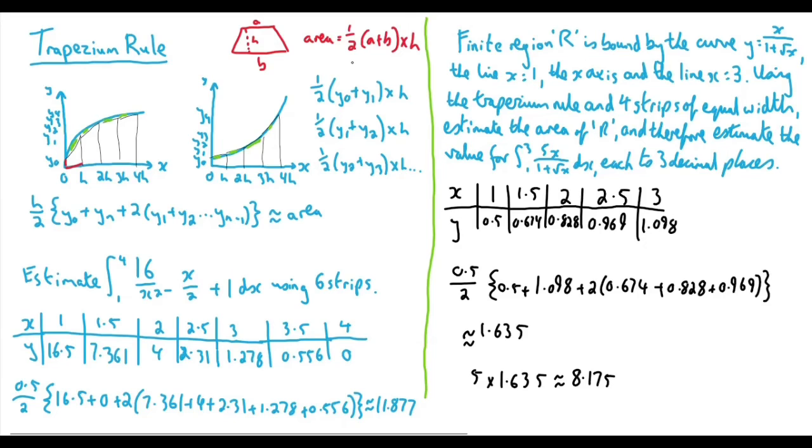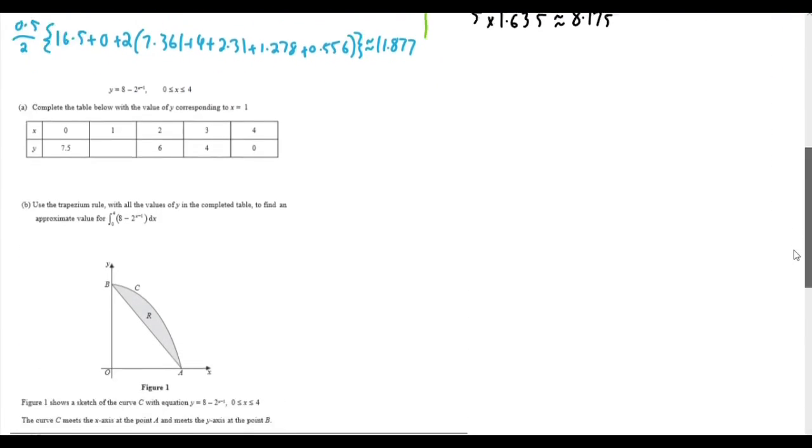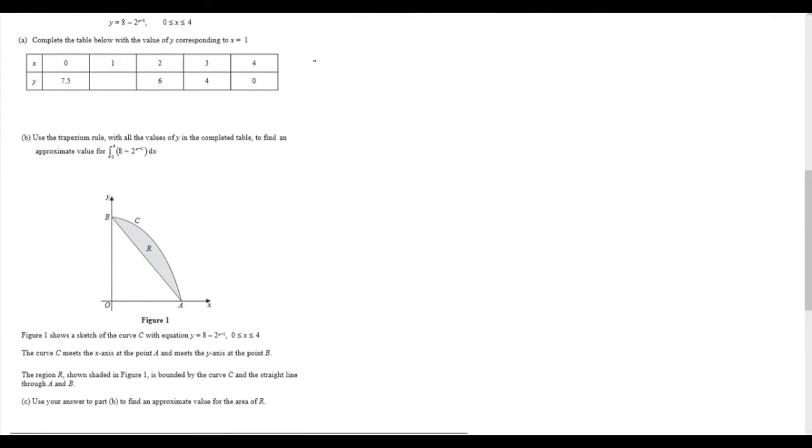Now, if that's all good, we understand how we're going to apply the formula, let's just go on to a question here. So you're given the curve y equals 8 minus 2 to the power of x minus 1, where x is between 0 and 4. Now complete the table below with the value of y corresponding to x equals 1.